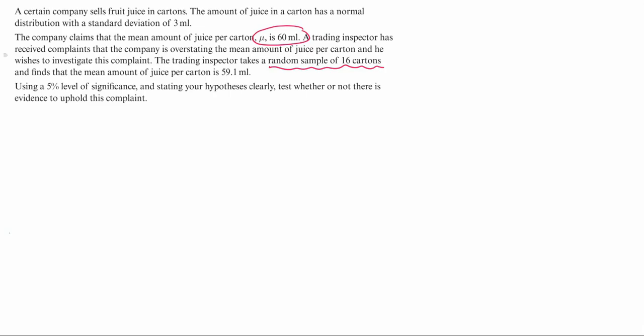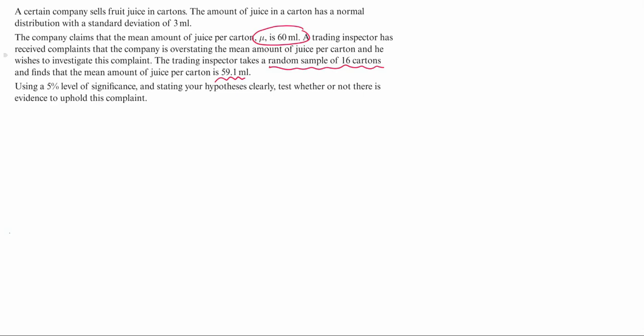So here we have a question about juice cartons. Now, the juice carton, if we skim read, we should have 60 millilitres in each of these cartons. Now, someone has been complaining, the trade-in inspector has been called in, and the complaints say they're not putting enough juice in their cartons, they're ripping the consumer off. So when the trade-in inspectors come in, they're going to do a sample of 16 cartons, and they're going to analyse the amount of juice, they've done that, and they found on average there's 59.1.